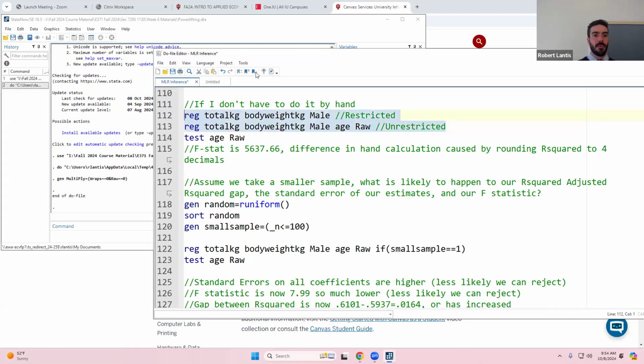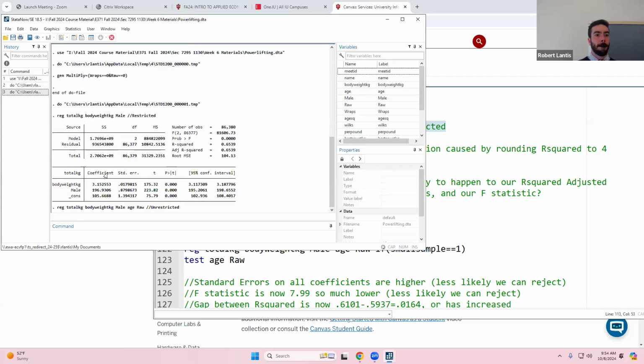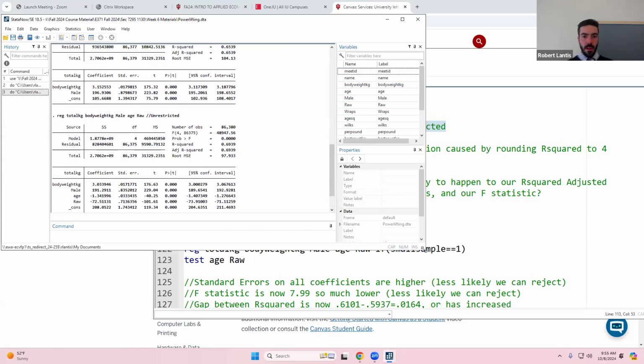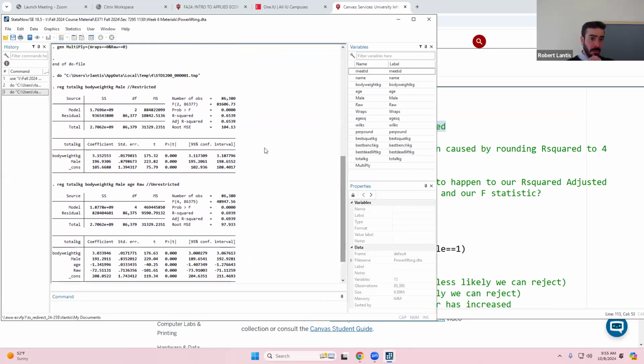Let's see, can we get this all on one screen? We now have the output. We need to calculate that test statistic, right? Because what did we need? We needed our R squared from the restricted model, so that was 0.6539. We need the R squared from our unrestricted model, 0.6939. We also needed the sample size.